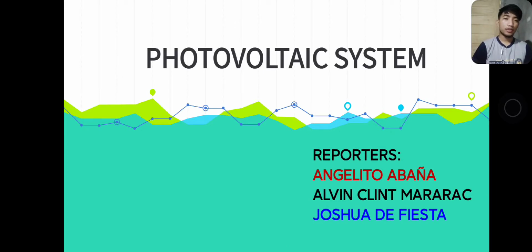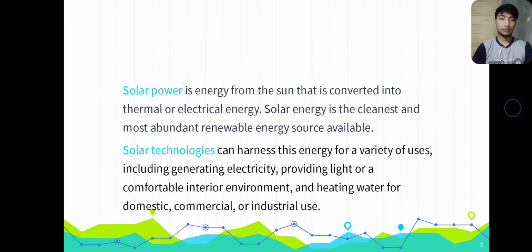For our presentation, we're going to discuss the photovoltaic system. Let us first define what is solar power. It is the energy from the sun that is converted into thermal or electrical energy. Solar energy is the cleanest and most abundant renewable energy source available.